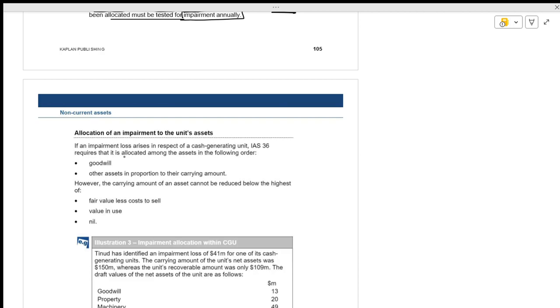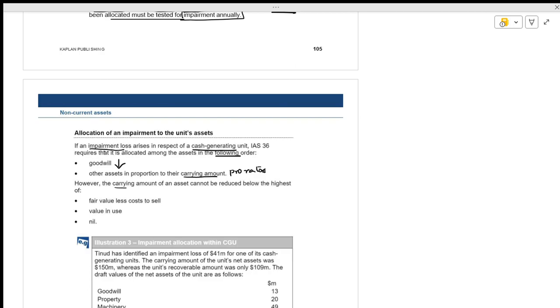If an impairment loss arises in respect of cash generating units, it requires to be allocated among the assets in the following order. If there is an impairment loss, first it will have impact on what? It will have impact on the goodwill. As simple as that, straight away we have to reduce the goodwill. Then other assets in proportion to the carrying amount, on a pro rata basis. We have to take that into consideration.